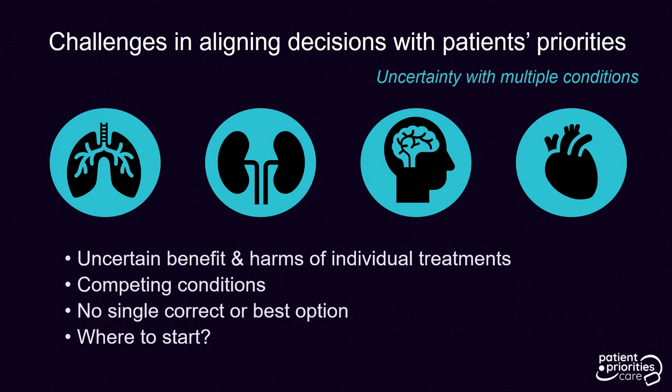Let's review some challenges in aligning decisions with the patient's healthcare priorities. The first is uncertainty, which we talked about in the introduction to patient priorities care. There's uncertainty about which conditions are most affecting what matters to Mrs. B and about what is the right treatment for her offending conditions. In persons with multiple conditions, there's always uncertainty of benefits and harms of individual treatments given competing conditions. There is often no right or best option. And often we are left wondering where to start given these complexities.